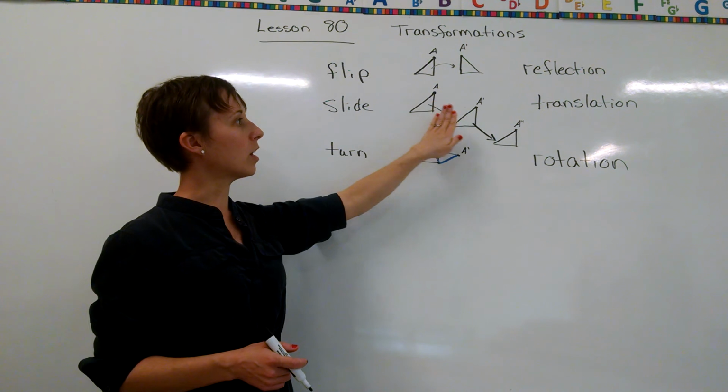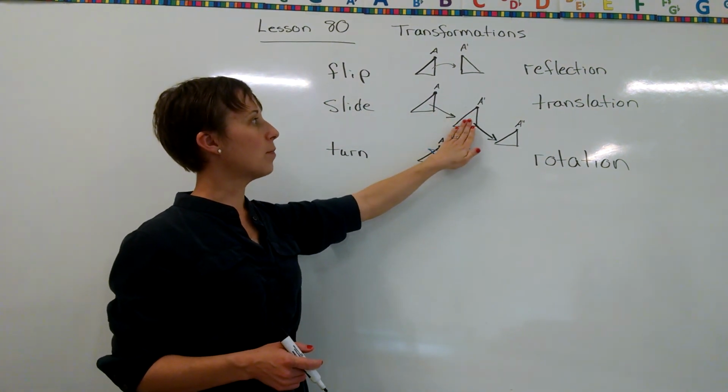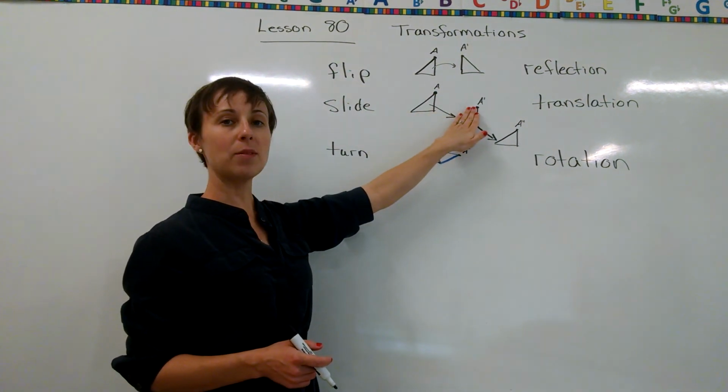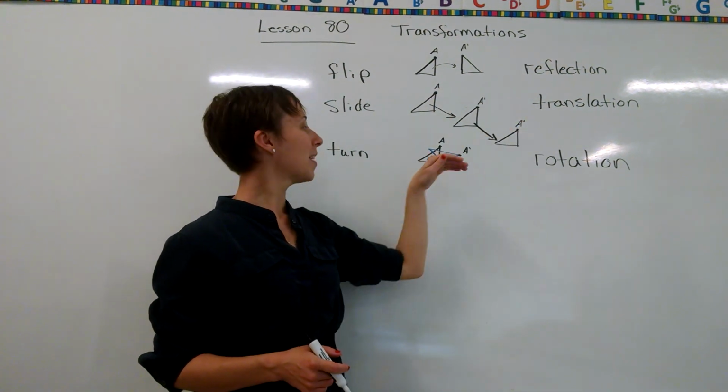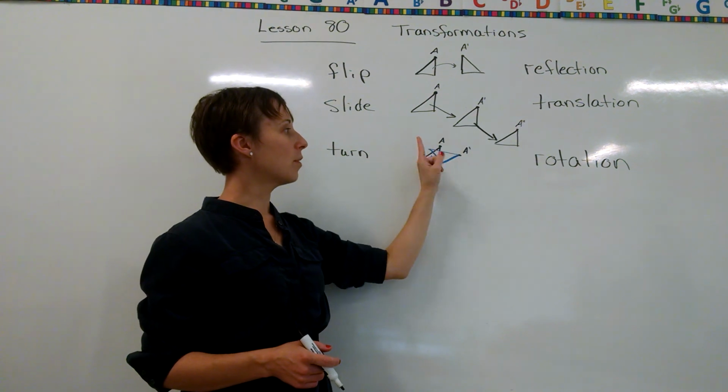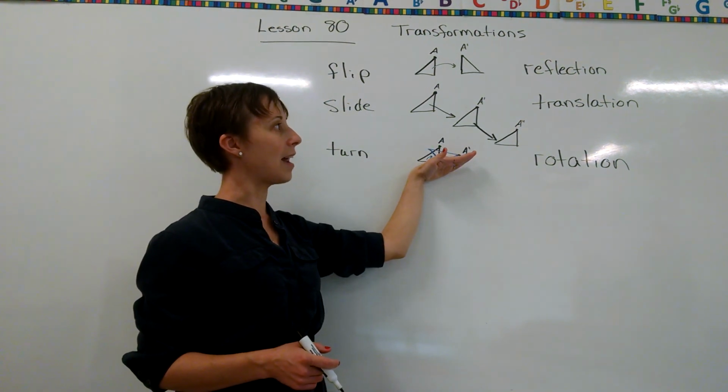If it was A here, we're going to translate it. When we move the shape, what was A is now A with a little line. If I moved it again, it would be A with 2 little lines. Same thing here. If we're going to rotate the shape, what was A is now A with a line.